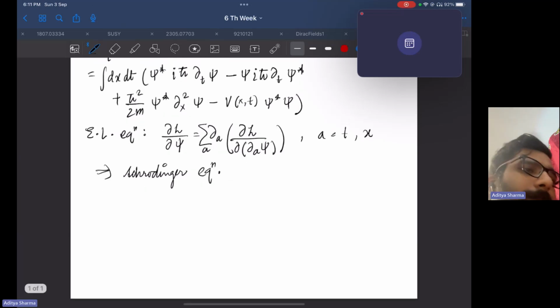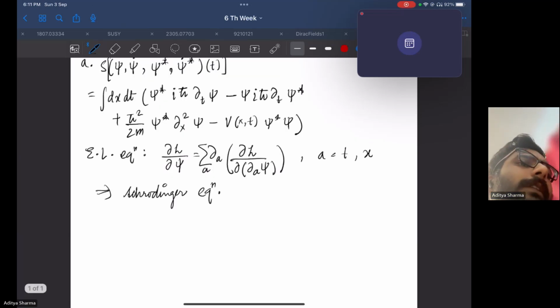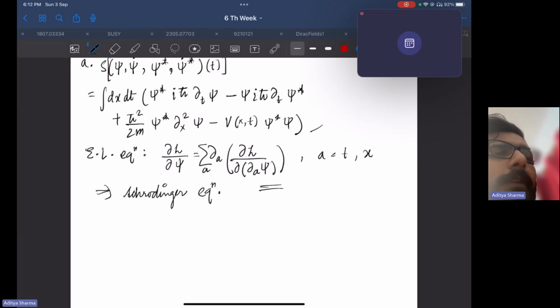The argument is that psi is not to be thought of as a wave function, but rather a field. So when we are writing the Euler-Lagrange equation, we are studying the classical equations of this field, of this Lagrangian, where the fields are psi and psi star.